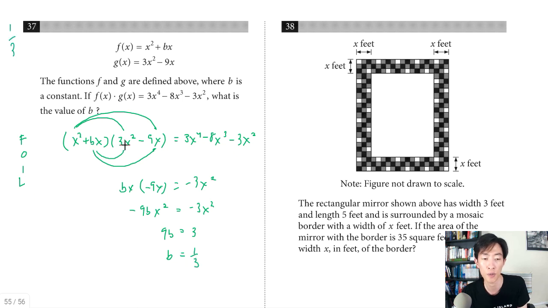So you really didn't have to FOIL this whole thing. You just had to focus on your quadratic term, or your square term, because that's all we needed to do if we were considering the last two terms.